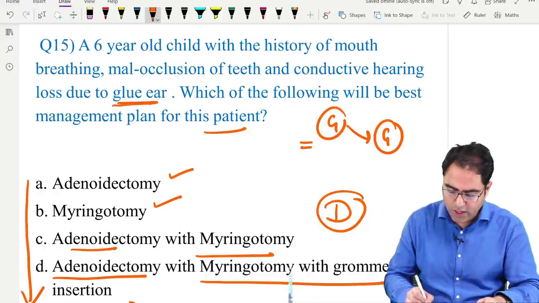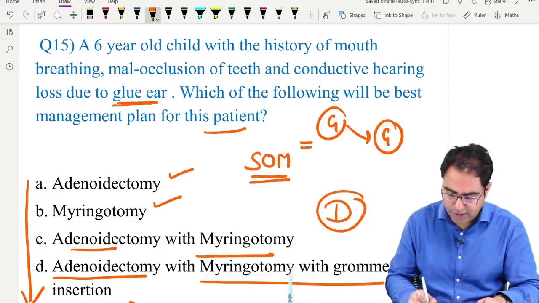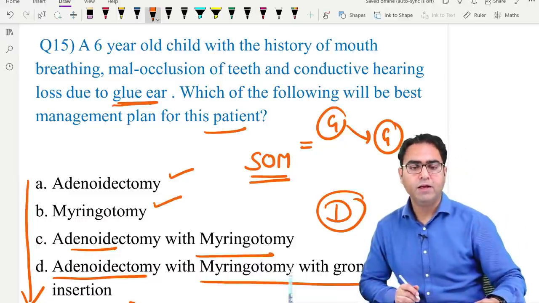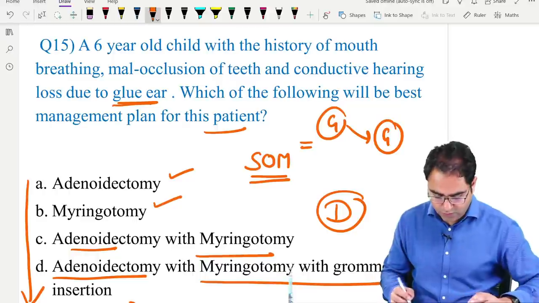Okay, glue ear is also called serous otitis media. Serous otitis media, beta. Glue ear is also called serous otitis media. Everybody, is it clear, beta? Fine. So the answer to this question is D, beta.